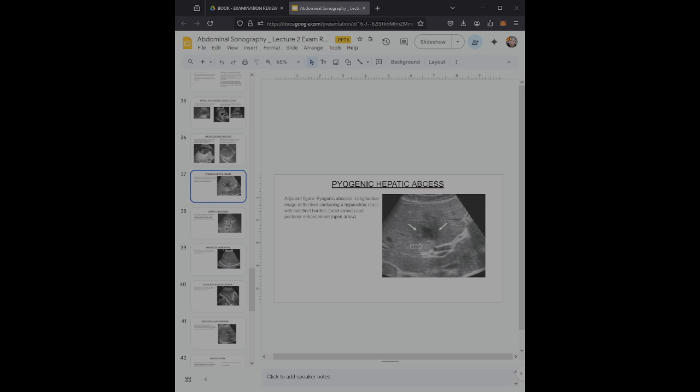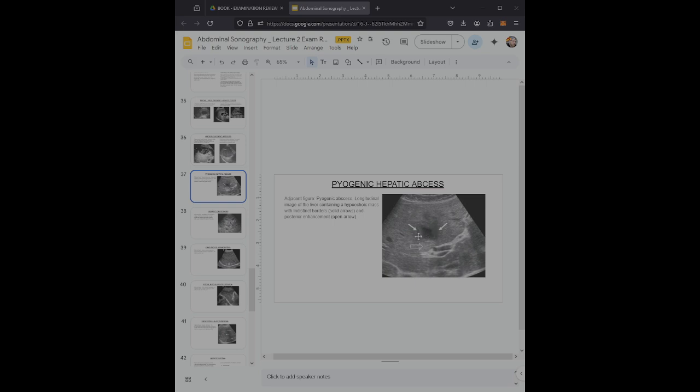Clinical symptoms of a pyogenic abscess include fever, leukocytosis, possible abnormal liver function tests, right upper quadrant pain, and hepatomegaly. Pyogenic hepatic abscesses may appear as complex cysts with thick walls. These cysts may contain debris, septations, and/or gas, and the air within the abscess may produce dirty shadowing or a ring-down artifact.